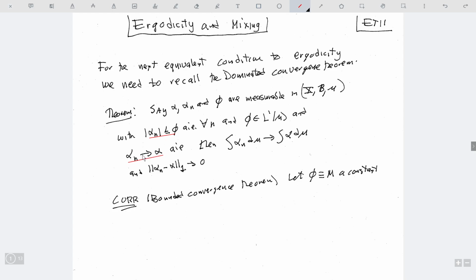So I'm sure it's been well inculcated into you that pointwise convergence is not enough for L1 convergence, or convergence of the integrals. But if everything is uniformly bounded, then it's okay. So the bounded convergence theorem is just a special case where this is just some constant M. So constants are clearly in L1. So this is actually the version we're going to need.